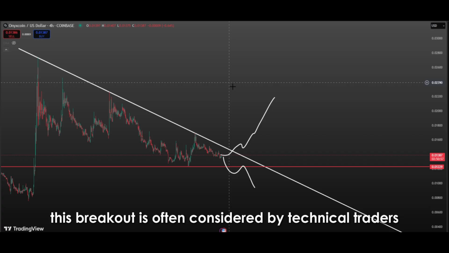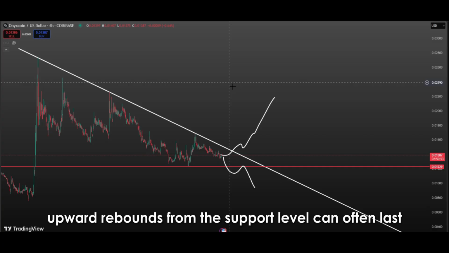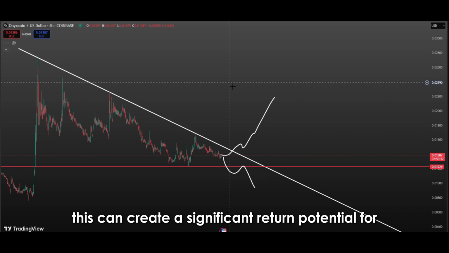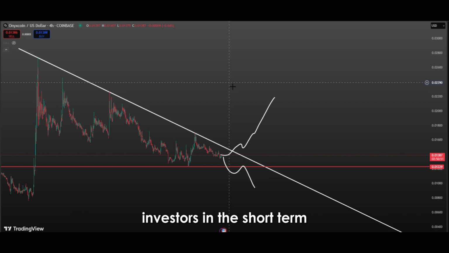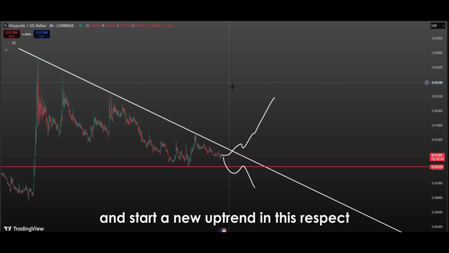Moreover, this breakout is often considered by technical traders to open short positions, as it increases the probability that the price will fall further down to the lower support zones. Upward rebounds from the support level can often last until the previous resistance points. This can create a significant return potential for investors in the short term. Such a reaction rally can also sometimes cause the price to break the downtrend completely and start a new uptrend.